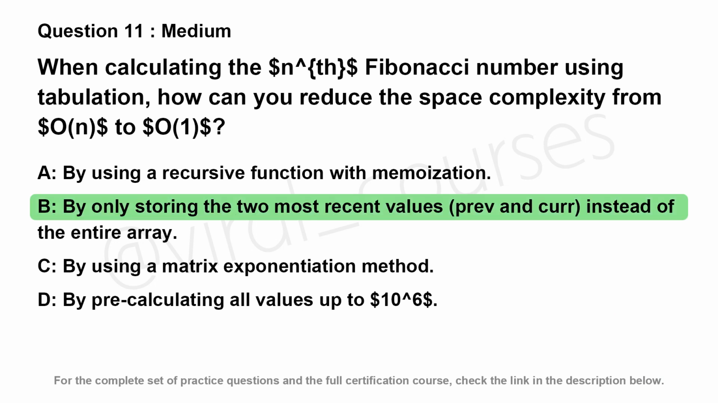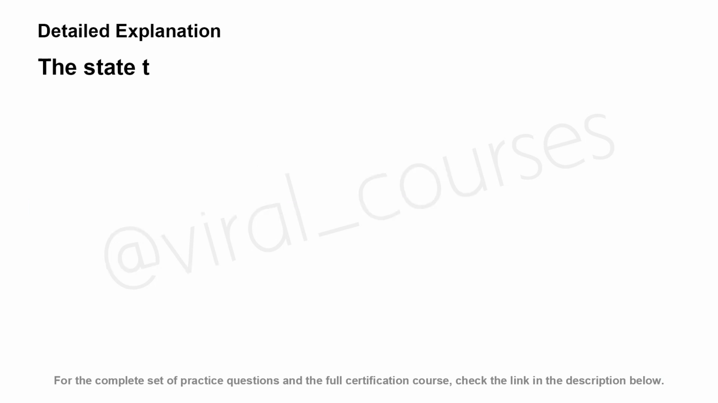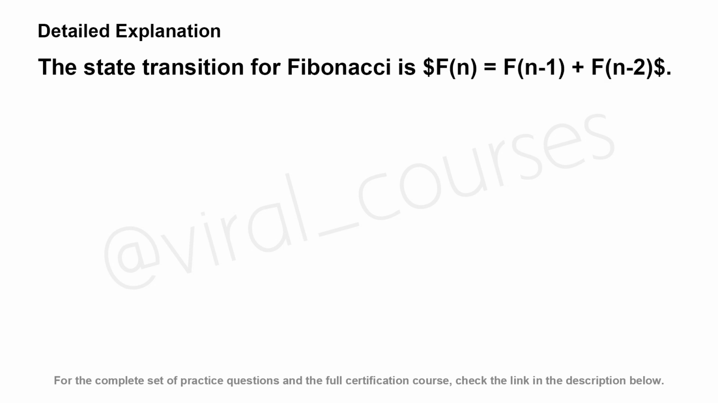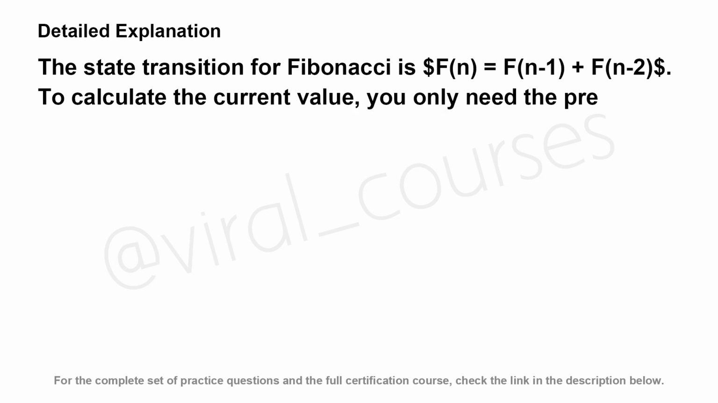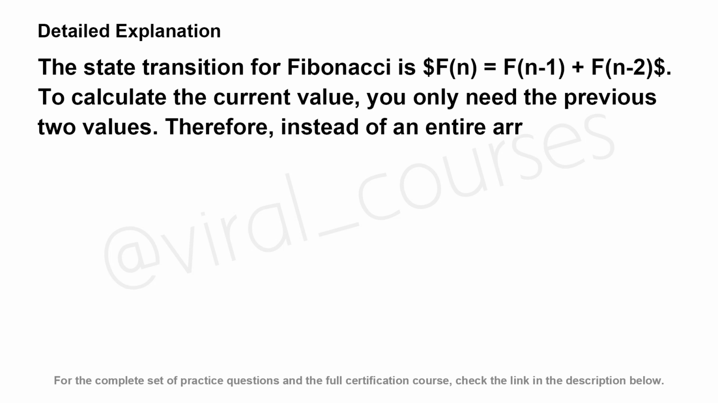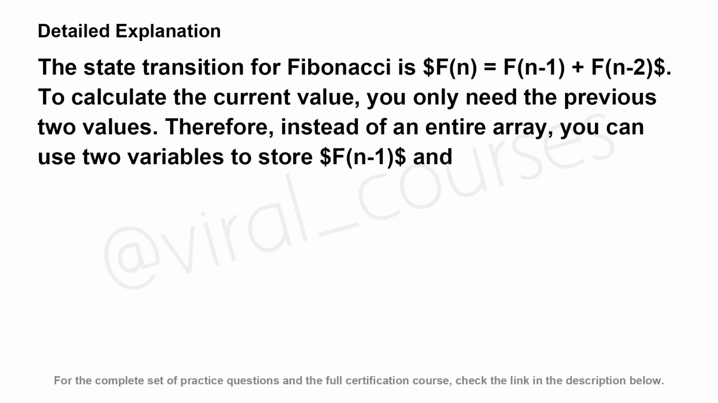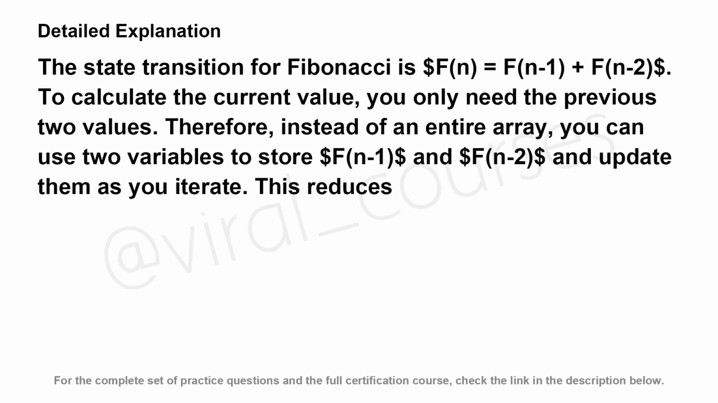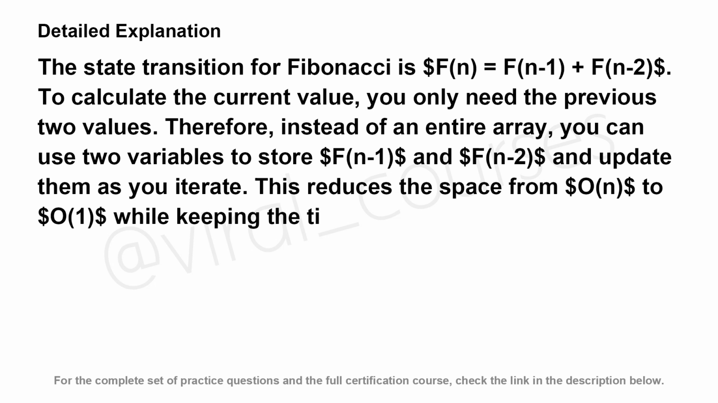The correct answer is B. The state transition for Fibonacci is $f_n = f_{n-1} + f_{n-2}$. To calculate the current value, you only need the previous two values. Therefore, instead of an entire array, you can use two variables to store $f_{n-1}$ and $f_{n-2}$ and update them as you iterate. This reduces the space from $O(n)$ to $O(1)$ while keeping the time complexity $O(n)$.